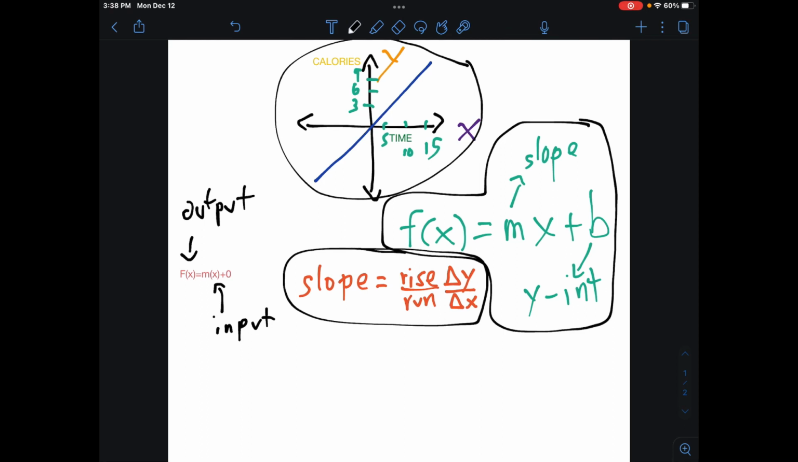So for every 5 minutes, because we have 5, 10, 15, if we follow this graph, it represents that for every 5 minutes, we will be burning 3 calories, as represented by our y-axis, also known as our dependent variable. Or pop quiz: what is the other term we can use for that?